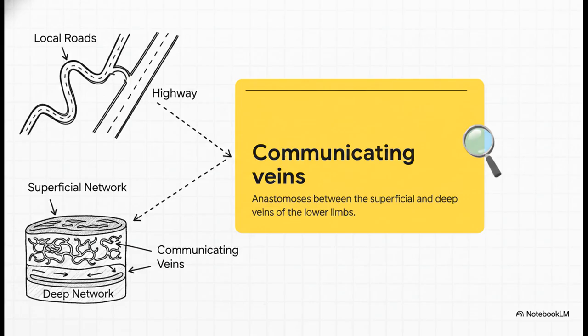Now, obviously, these two systems don't just work in total isolation. You can't have local roads without on-ramps to the highway, right? Well, in anatomy, we call these on-ramps communicating veins. These are essentially anastomosis, which is just a fancy word for biological connections that allow blood to safely transfer from the superficial surface network deep down into the underground network. They're absolutely vital links that keep the traffic flowing efficiently.